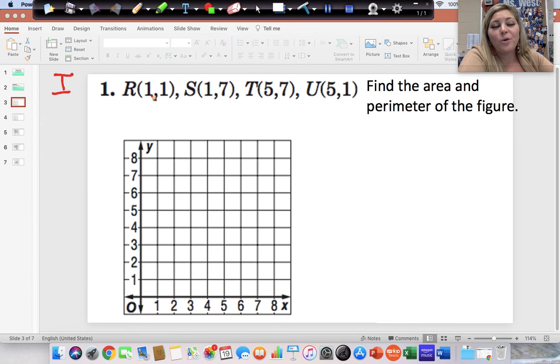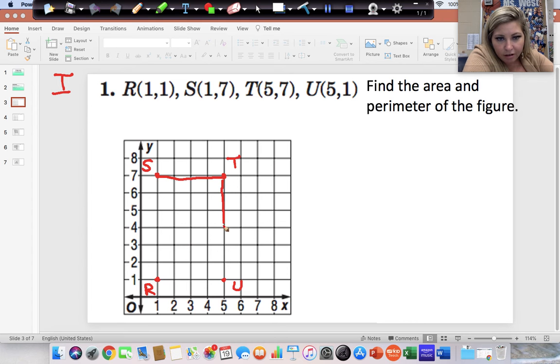Okay, so our R is in coordinate or ordered pair 1, 1. So we go over to positive 1, up to positive 1. That's R. Okay, S is positive 1, positive 7. So we go over to positive 1, up to positive 7. That's S. T is positive 5, positive 7. So we go to the right to positive 5 and then up to positive 7. That's T. And then the last one is U, positive 5, positive 1. Okay, so this is our shape. It is a rectangle.